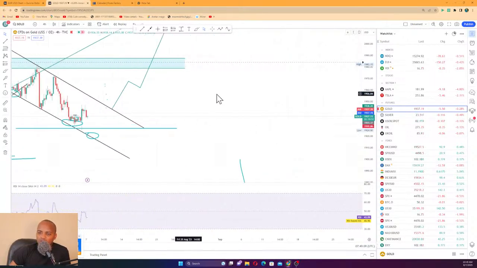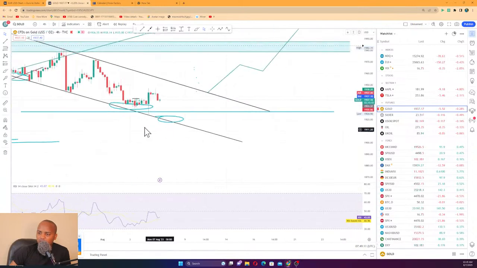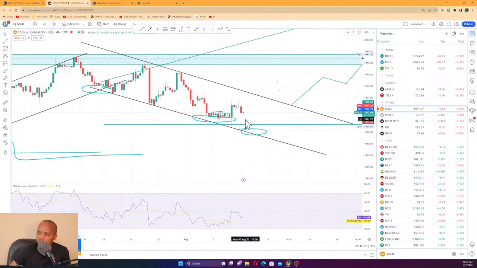So if you are trading gold here, you can draw something like this and expect this move. Let's see where the market goes. The same thing you have seen on USDJPY is the same thing you are seeing over here.